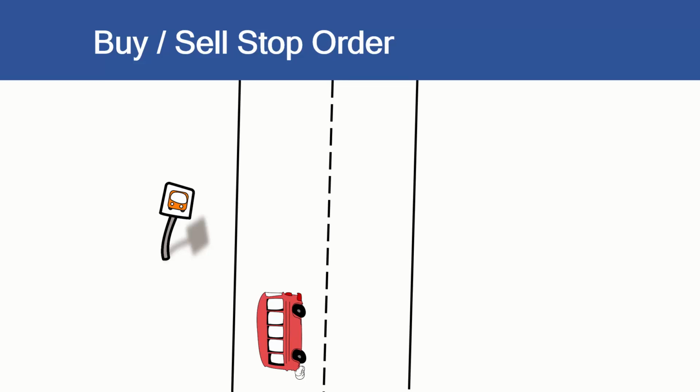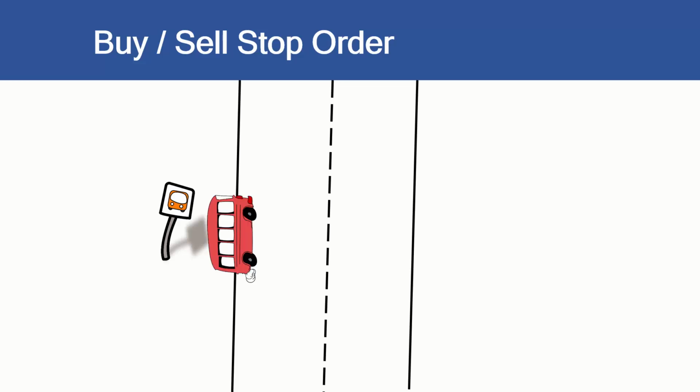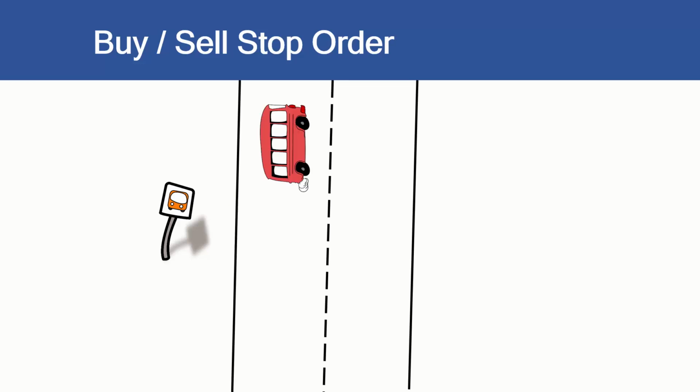I find the easiest way to remember this order is with an analogy. So let's say you are waiting for a bus and you are at the bus stop. The bus drives and stops, picks you up and drives on. And it drives on in the direction it was initially going. In Forex, a buy-stop order is like being picked up at a bus stop.